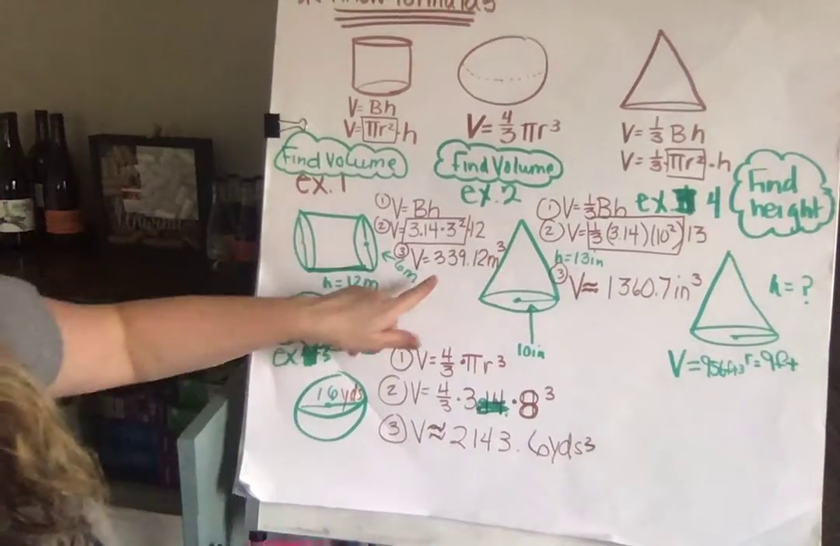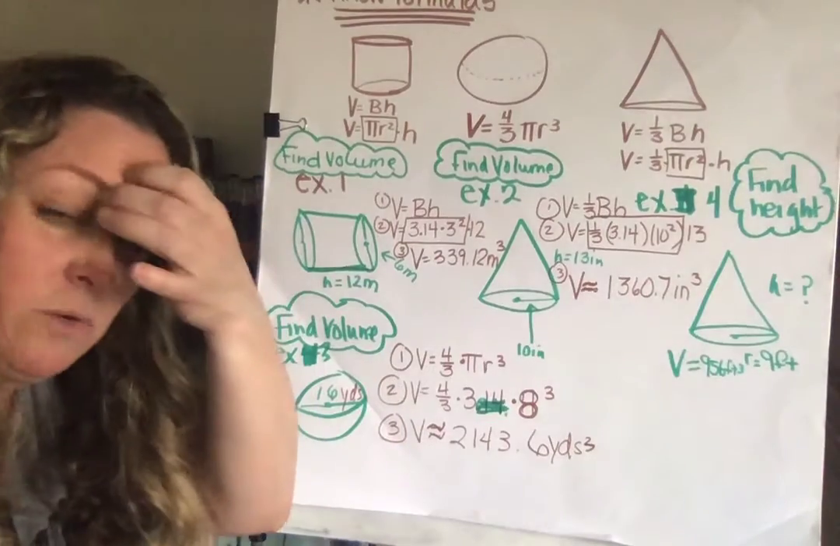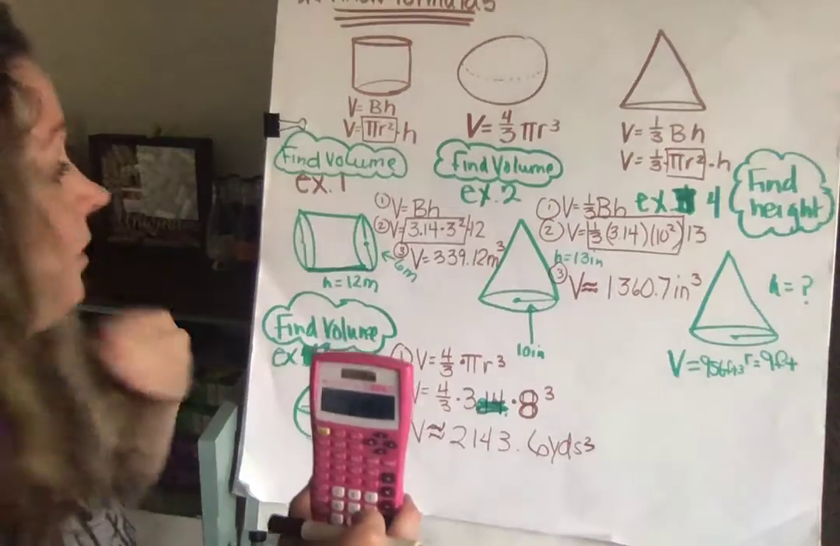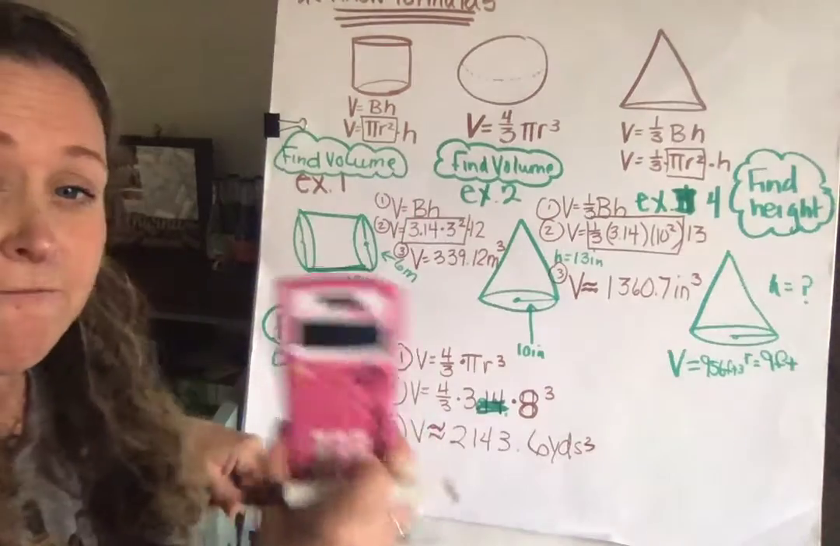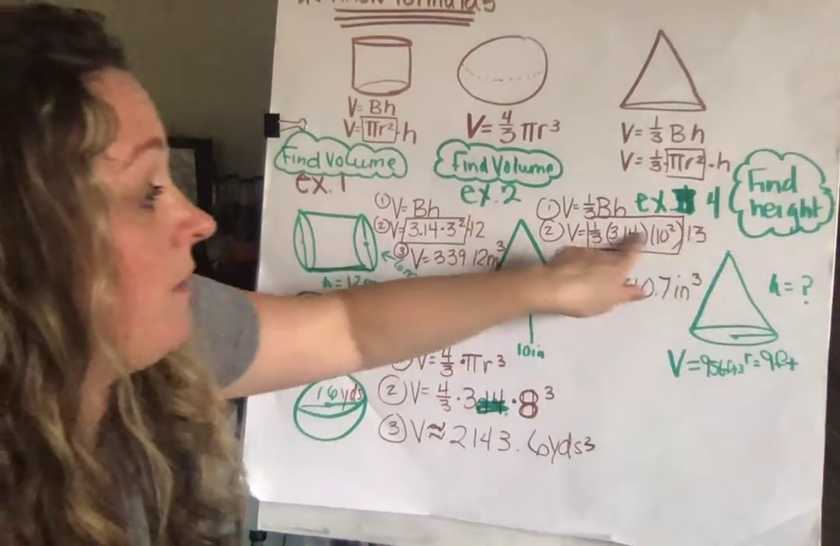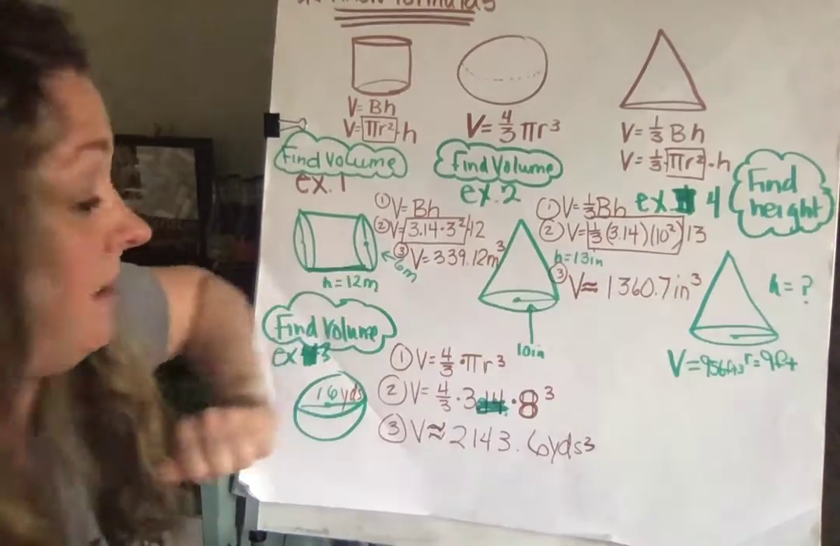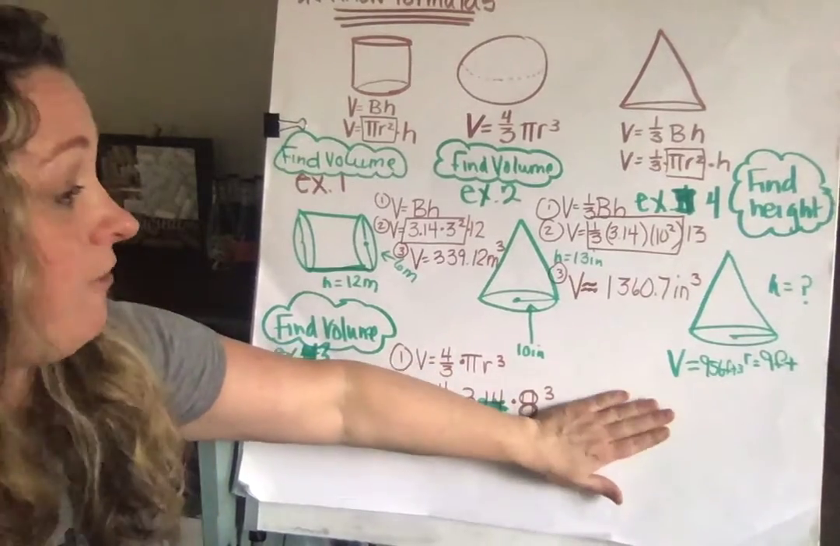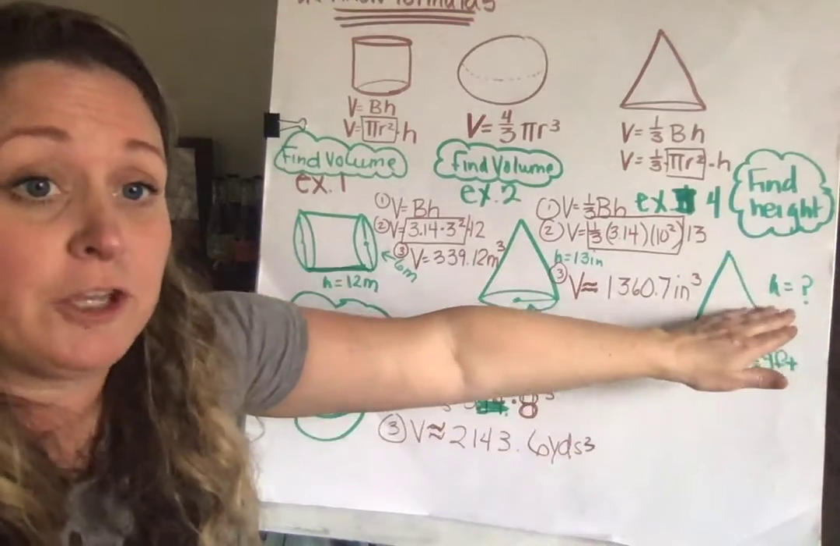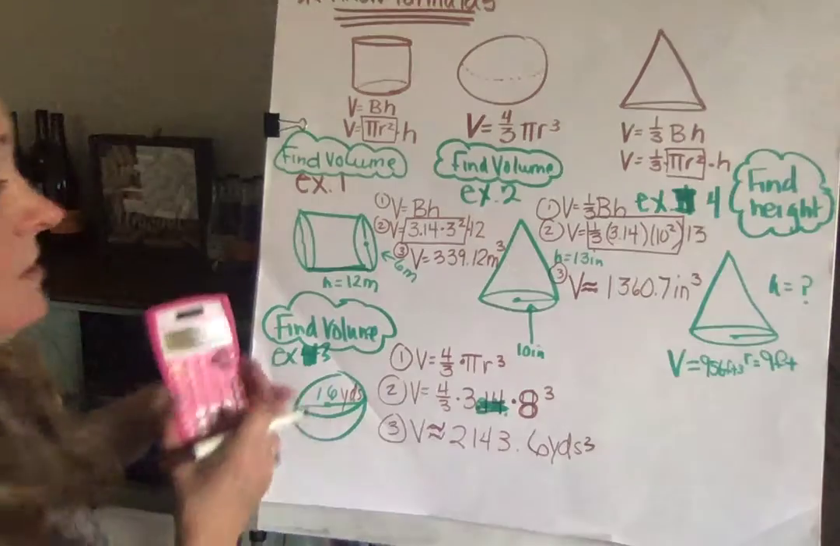As you notice, each volume has cubic units. I've used my calculator, formula, substitute, solve. When I have a fraction, I can use my fraction button, or I can multiply the numerator, hit equal, and divide by the denominator. Number 4 example is a little different. They gave you volume and they're looking for height. We're going to set it up the same way.